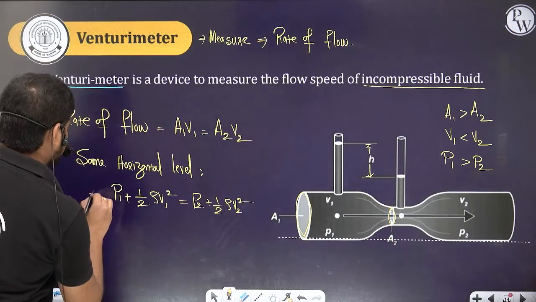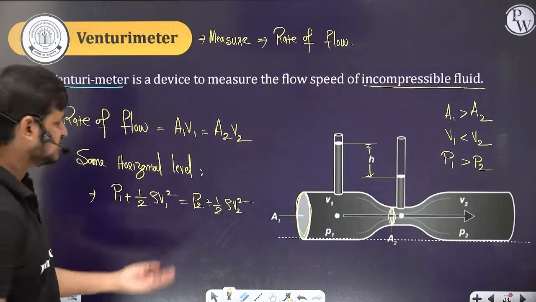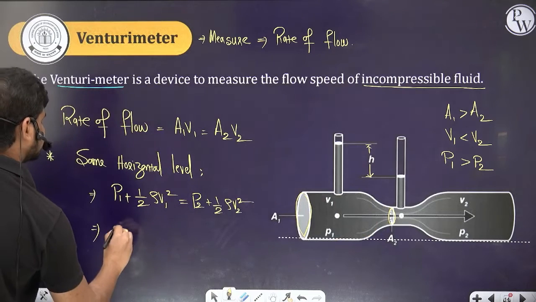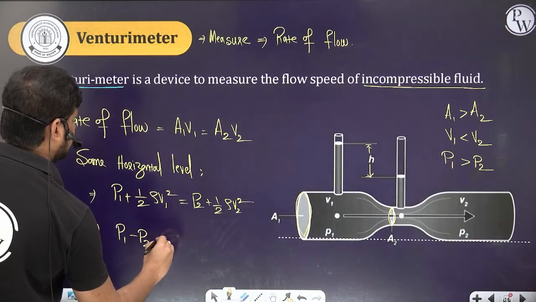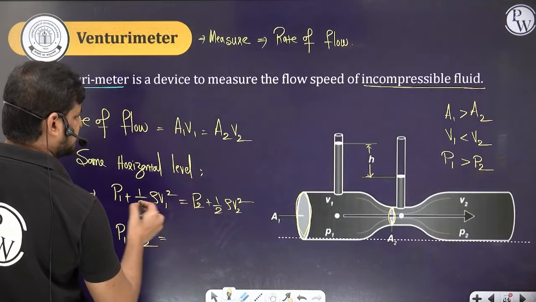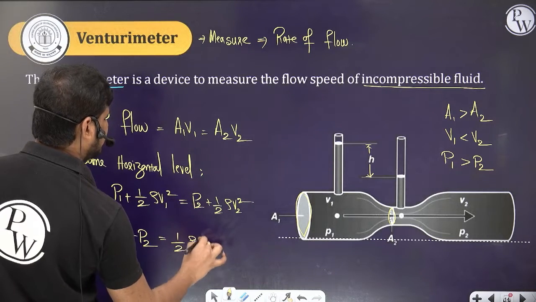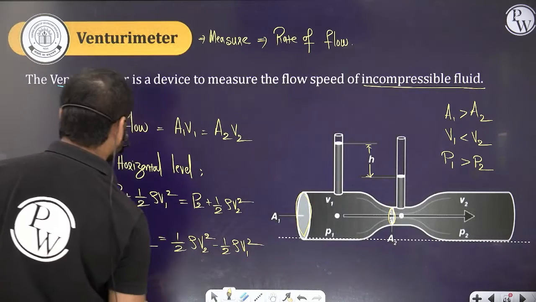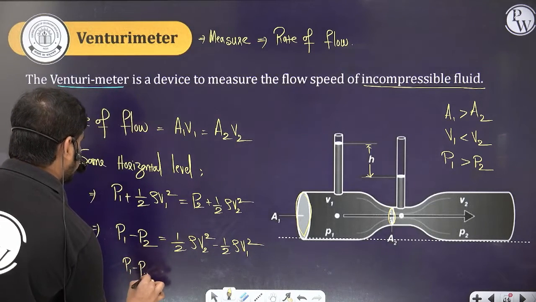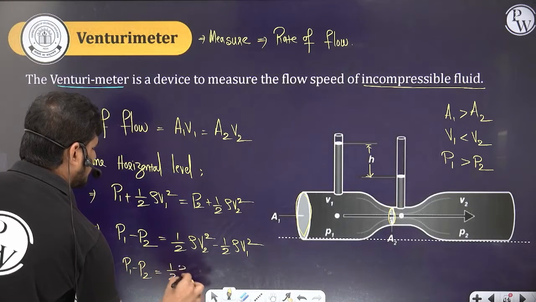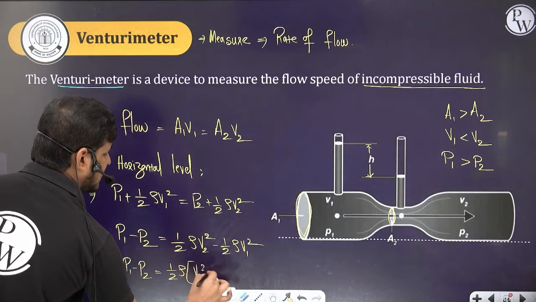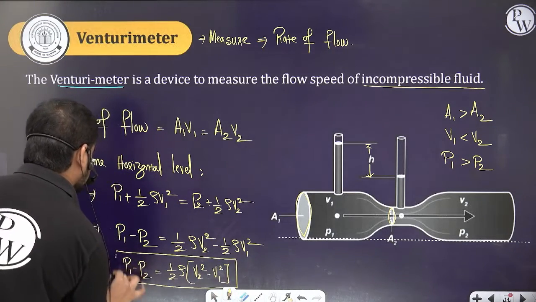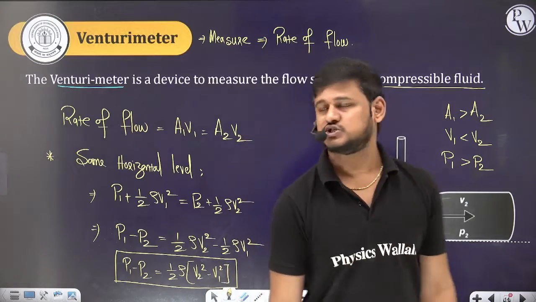So where is the pressure more? The pressure at P1 is greater than the pressure at P2. So the pressure difference P1 minus P2 is equal to half rho V2 square minus half rho V1 square. So I can write P1 minus P2 is equal to half rho, if you take it out, V2 square minus V1 square. So this is the second result.